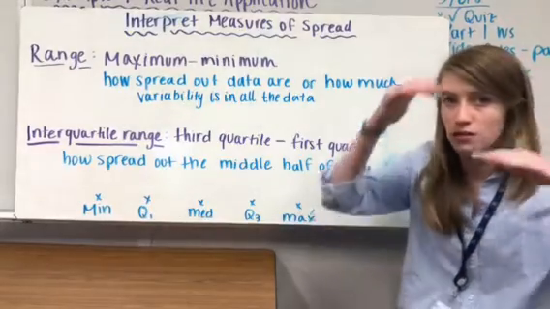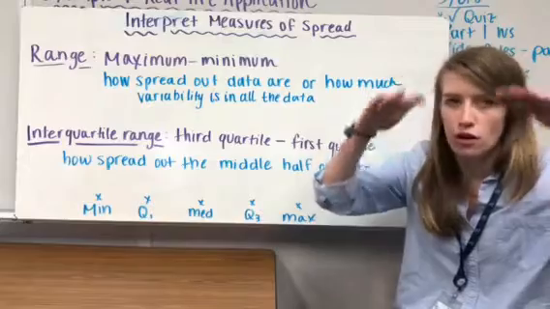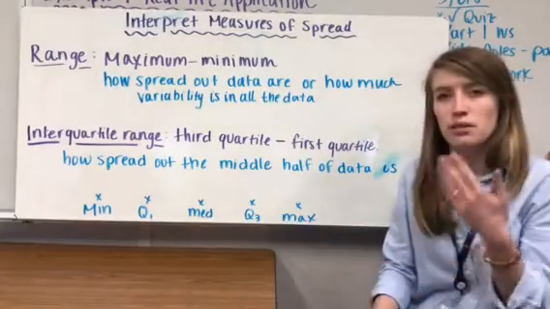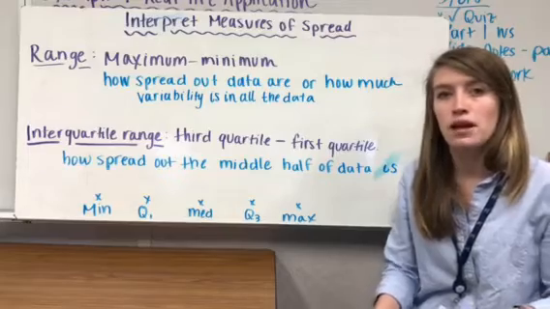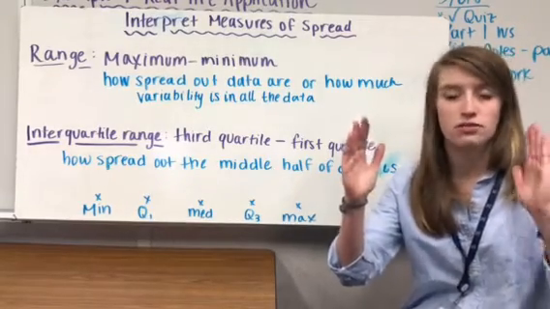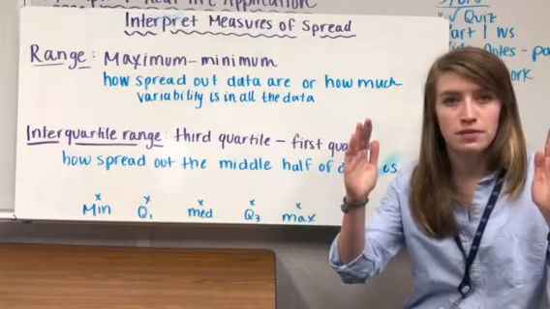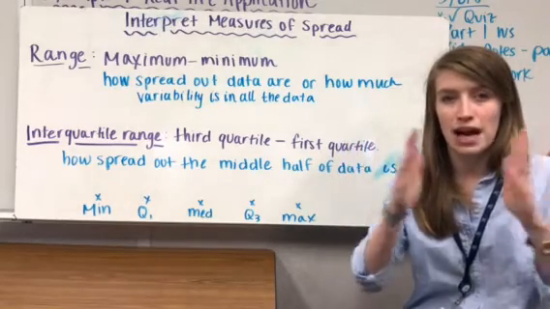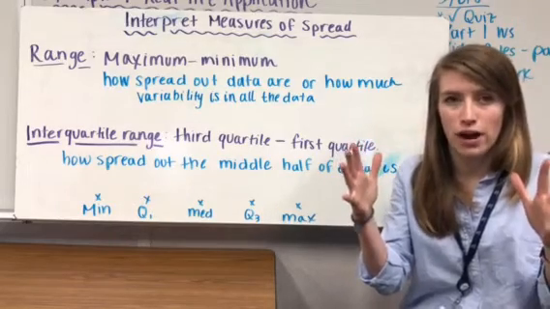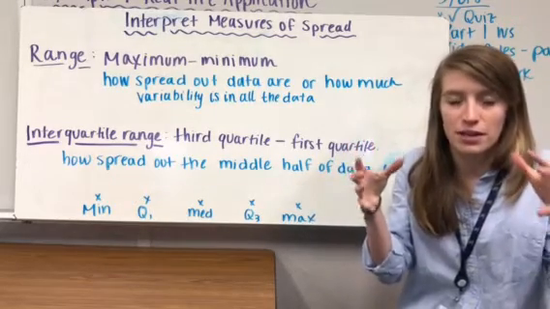Variability means how much variation, how far we are away from the mean. Remember that the range is the maximum minus the minimum. So it is how far apart my lowest value is from my highest value. How we interpret that then is how spread out all of my data are, or how much variability my data have.